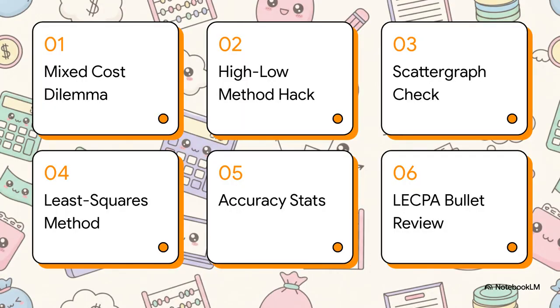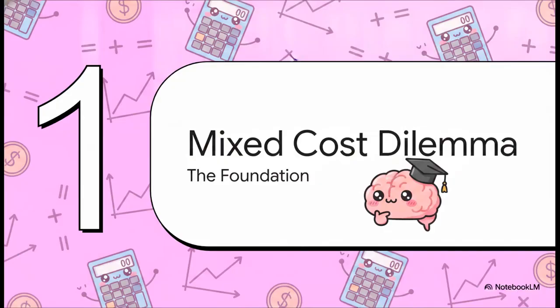So, here's the mental map we're building today. 1. The mixed cost dilemma. 2. The high-low method hack. 3. The Scattergraph check. 4. Least-Squares boss level. 5. Accuracy stats. And 6. A rapid-fire LEGPA bullet review. All right, let's jump right into section 1, the mixed cost dilemma.